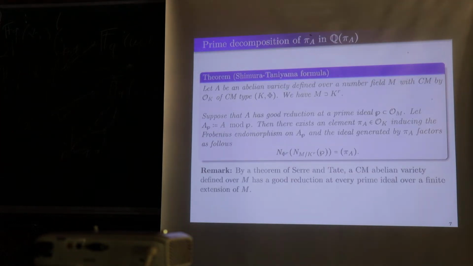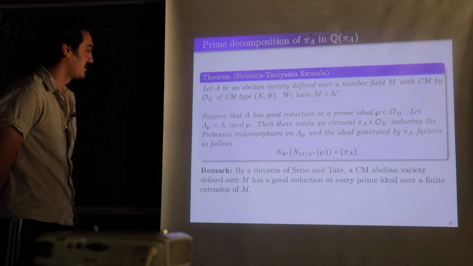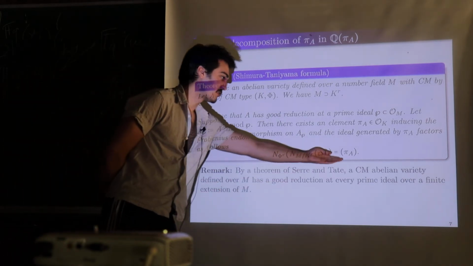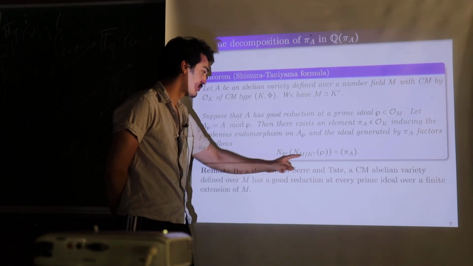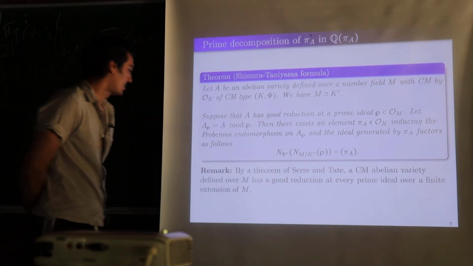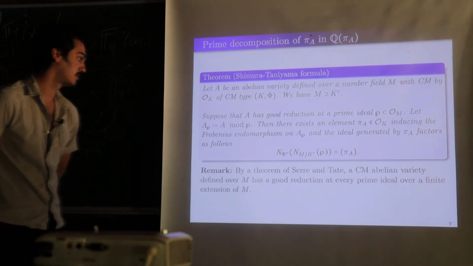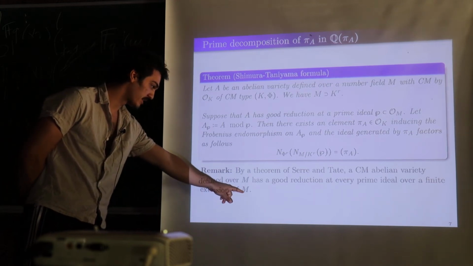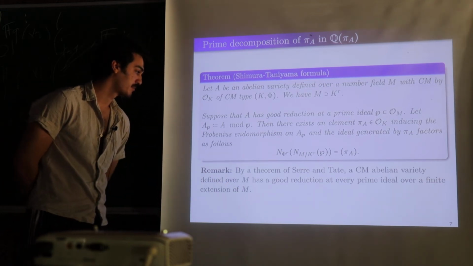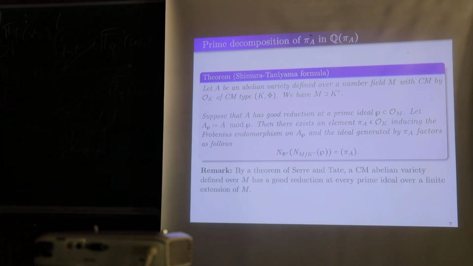So, okay. Prime decomposition of pi A in Q pi A, another famous theorem by Shimura and Taniyama. In this case, we see directly the prime decomposition of pi A in terms of the type norm and the ideal norm. As a remark, by a theorem of Serre and Tate, it basically says that if you take M big enough, every prime will be a good reduction, which is important.